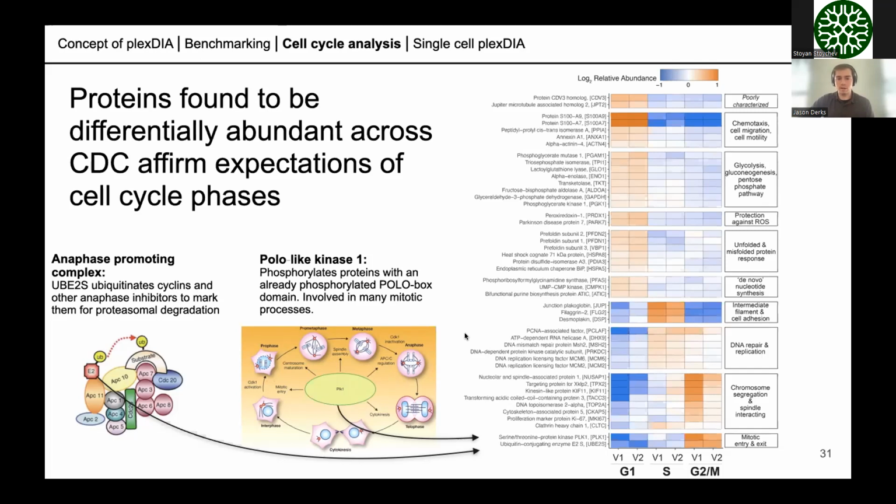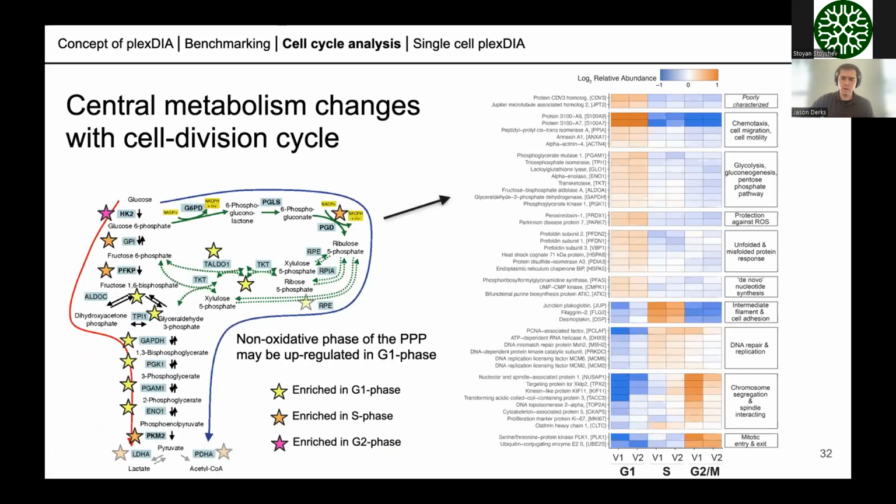We also find that polo-like kinase, which is involved in several different mitotic processes, is enriched in G2M phase. We also find a lot of proteins that seem to be involved in chromosome segregation and spindle interaction enriched in G2M phase, as well as proteins involved in DNA replication and repair enriched in S phase. What is also really interesting is that we have a lot of metabolic processes that seem to be enriched in different cell cycle phases, suggesting that there's some coordination of metabolism with the cell cycle.